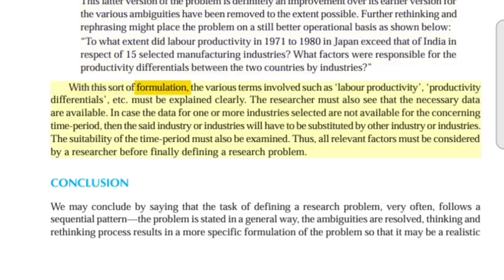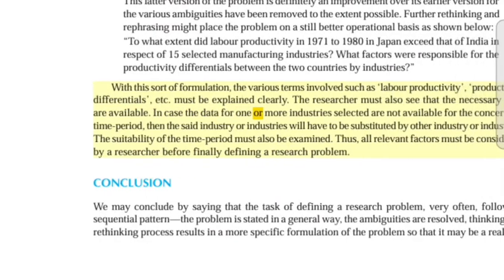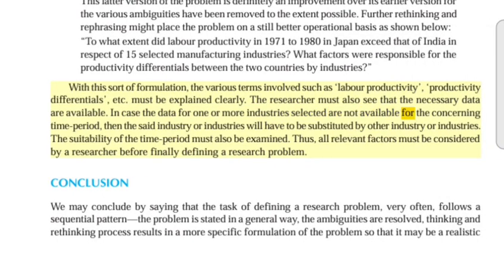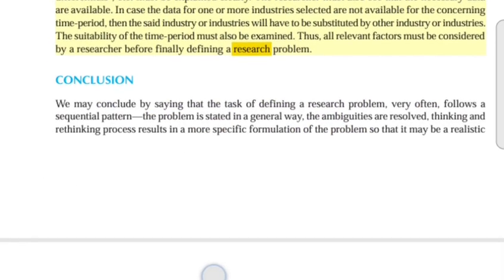With this sort of formulation, the various terms involved such as labor productivity differentials, etc. must be explained clearly. The researcher must also see that the necessary data are available. In case the data for one or more industries selected are not available for the concerning time period, then the said industry or industries will have to be substituted by other industry or industries. The suitability of the time period must also be examined. Thus, all relevant factors must be considered by a researcher before finally defining a research problem.